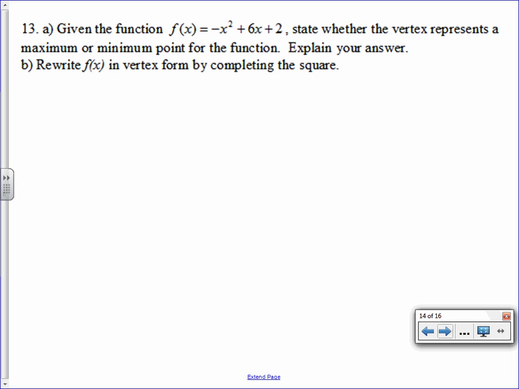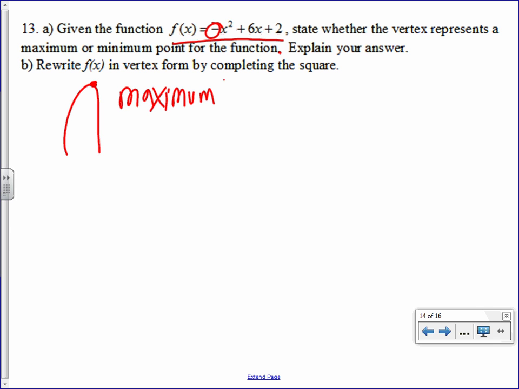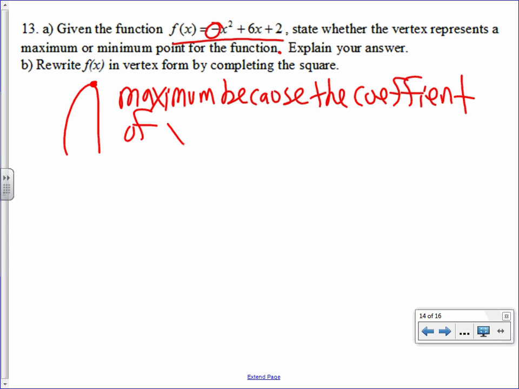Given the function f of x equals negative x squared plus 6x plus 2, state whether the vertex represents a maximum or a minimum point. Well, you could look at it in the calculator. I'm not going to, because I know that if there's a negative in front, it's going to be upside down, which means it's going to have a maximum. So it's a maximum because the coefficient of x squared is negative.